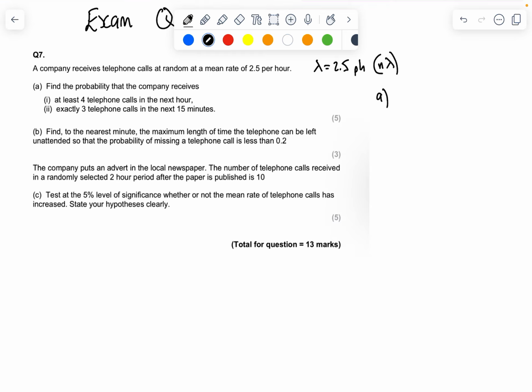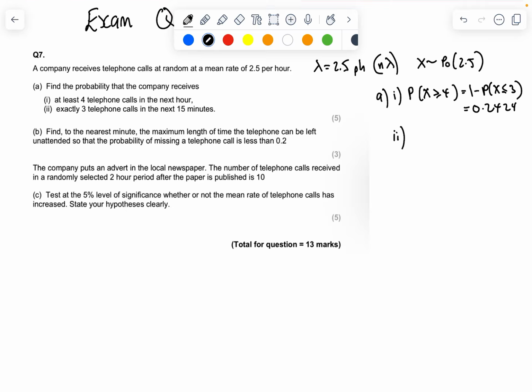what is the probability that the company receives, for the first one, at least 4 phone calls. So X is roughly distributed with the Poisson, and lambda is 2.5. So at least 4 means that the telephone calls are greater or equal to 4. So that means we have to do 1 minus P(X less than or equal to 3). And that means we get 0.2424. That's the easy one.